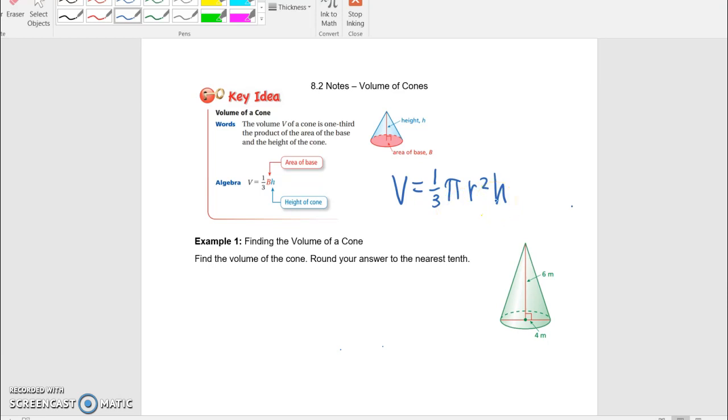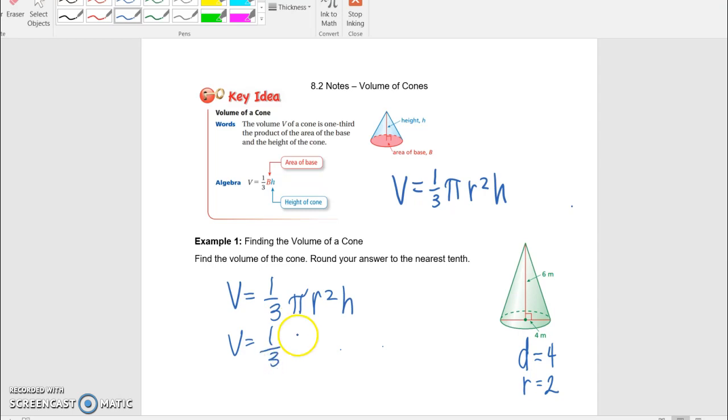So take a look at our first problem. It says find the volume of the cone and round your answer to the nearest tenth. So we are given the height and a diameter. I'm going to remind myself if the diameter is 4, that means the radius is 2. So I'm going to start by writing the formula, 1/3 pi r squared h, and then I'm going to fill in the appropriate values.